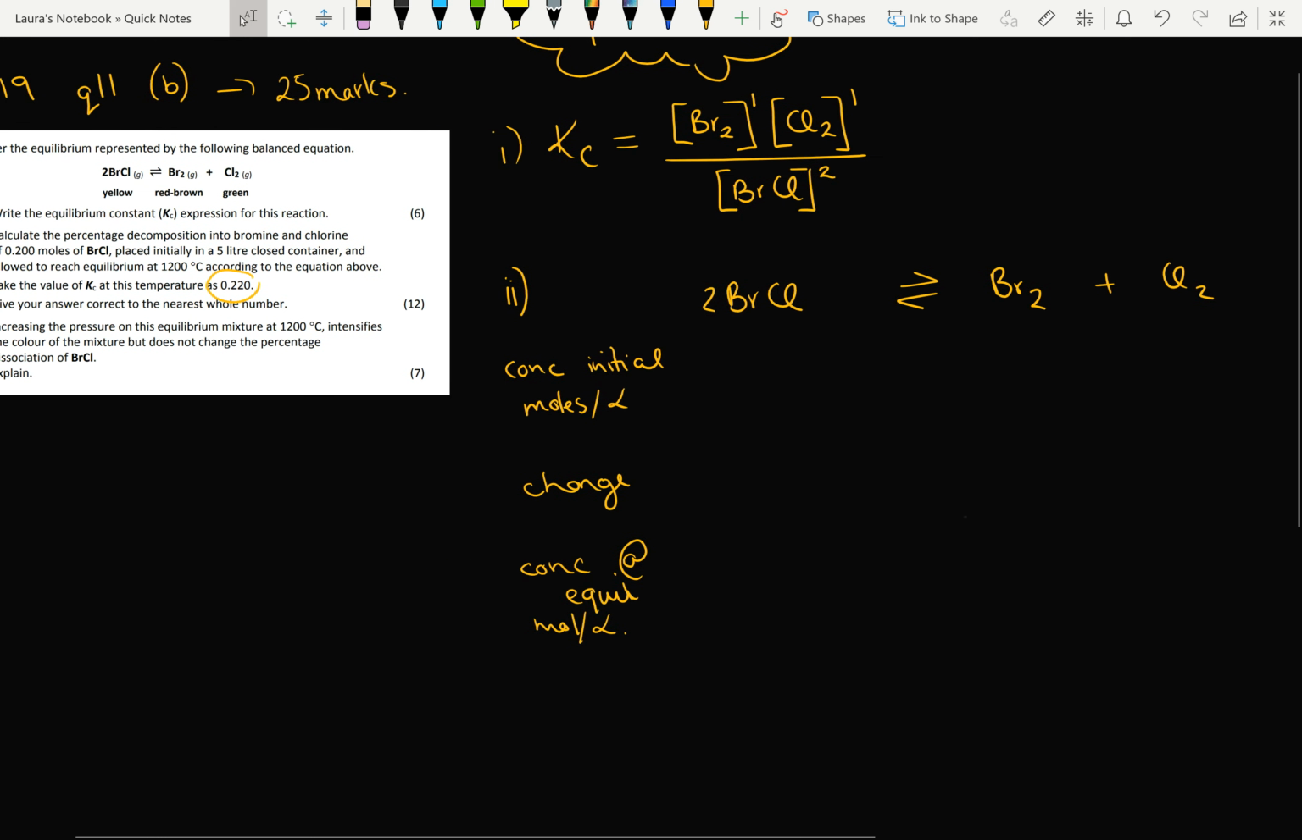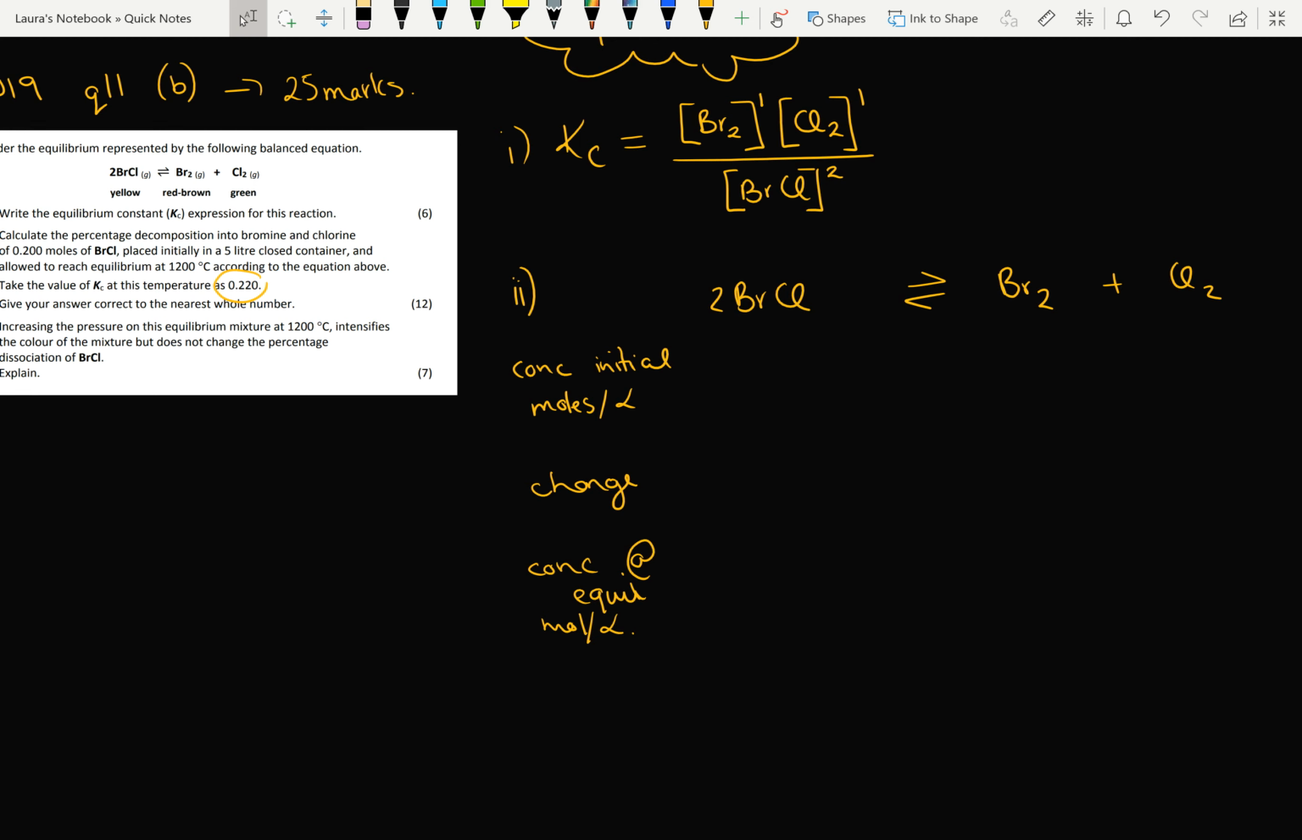Okay, so we are told in the question that we start off with 0.2 moles of the BrCl. But that's in 5 litres. So remember, we have to take into account the volume of the container because we want to express our concentration in moles per litre because of the square brackets that we use in the Kc. So what I'm going to do is divide that by the volume of the container to get it into moles per litre. And that's going to give me an answer of 0.04 moles. So that's my initial concentration of my reactant in moles per litre.